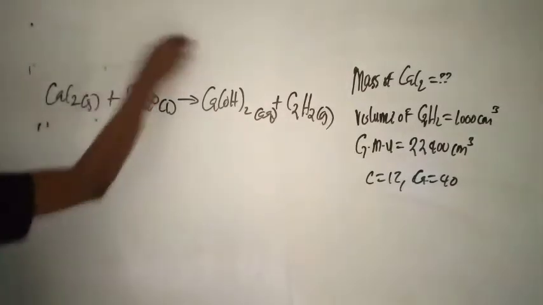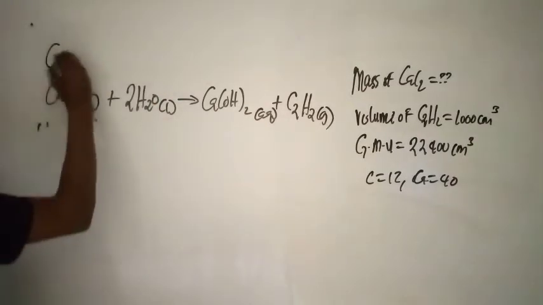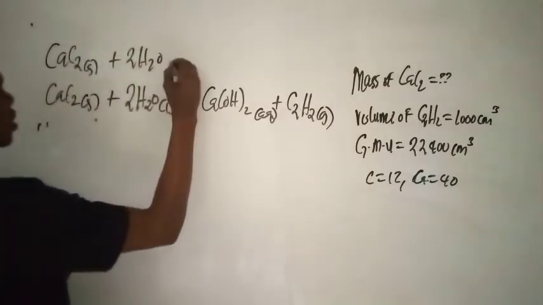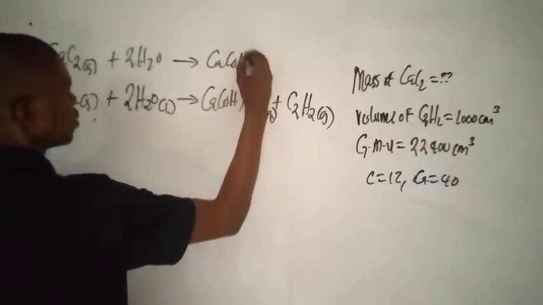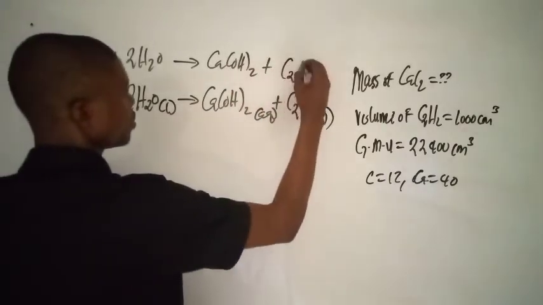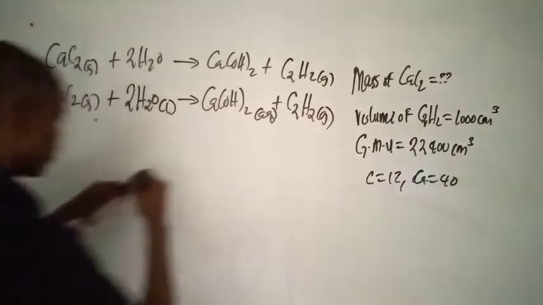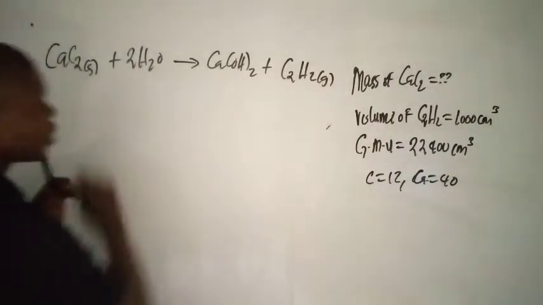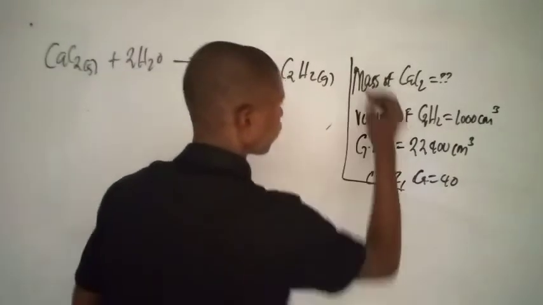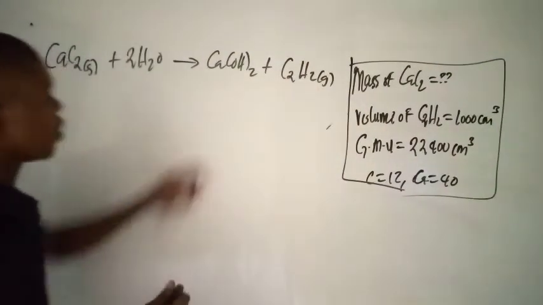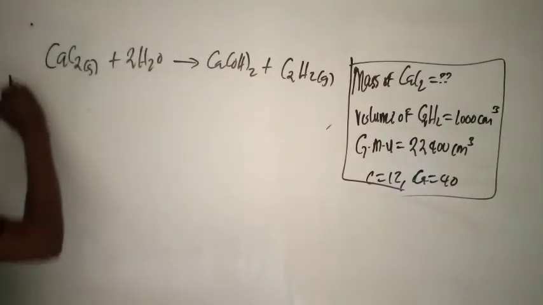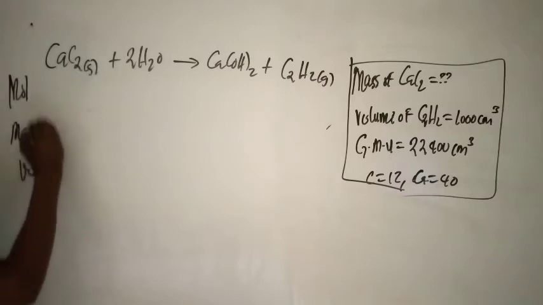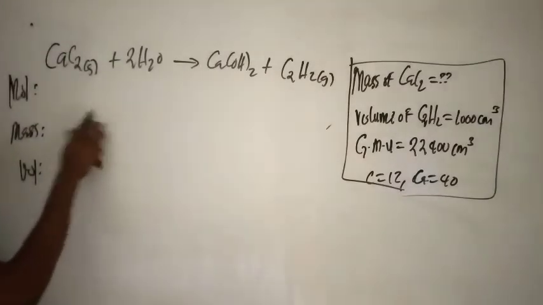So here we have CaC2 plus 2H2O gives Ca(OH)2 plus C2H2. Now we need to write this again so we have space to calculate. The first thing to do is write out the balanced mole, balanced mass, and balanced volume.